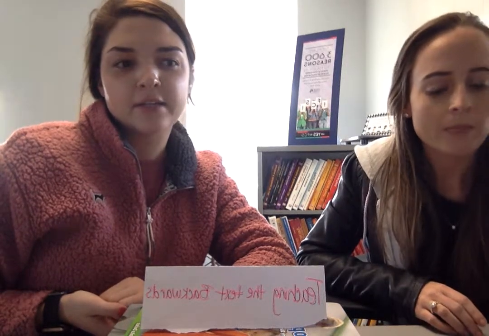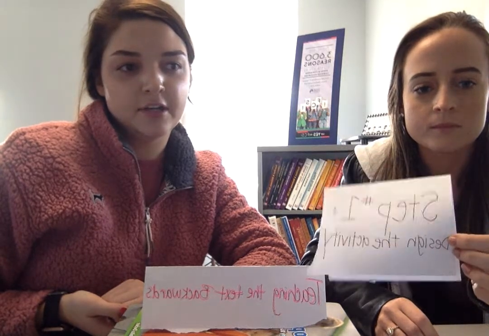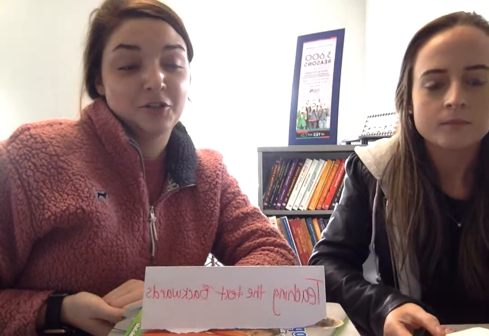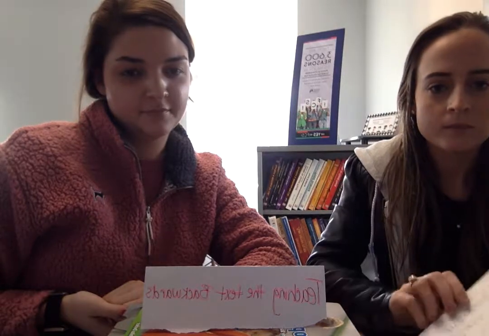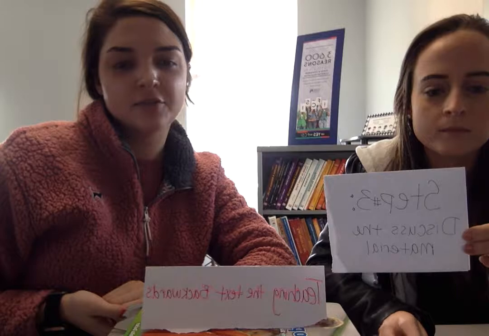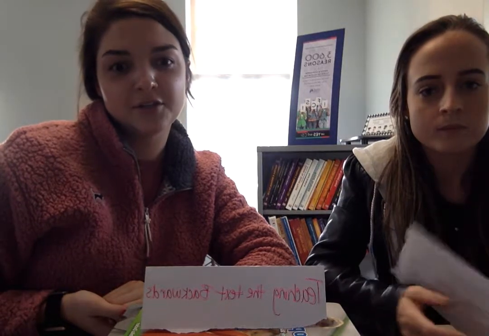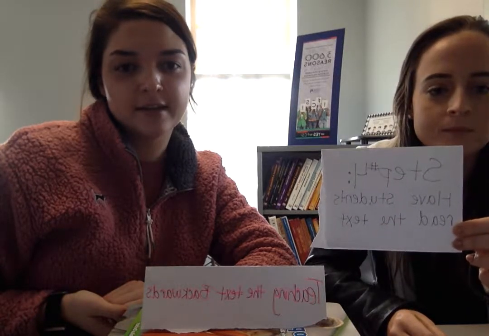Teach the text backward consists of 4 steps. The first step being design the activity that will activate background knowledge. The second step will be to have the student complete the activity. Step 3, discuss the material with the class and have students answer questions regarding the text, or the activity, sorry. Step 4, have the students read the text.